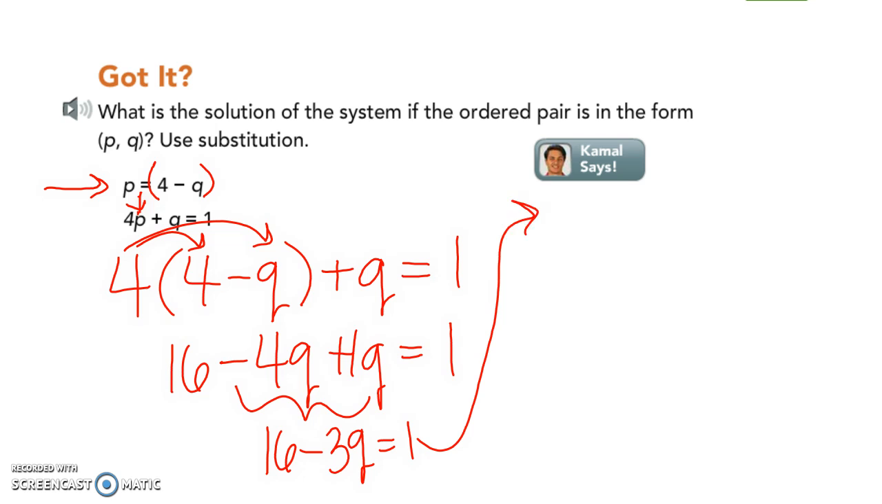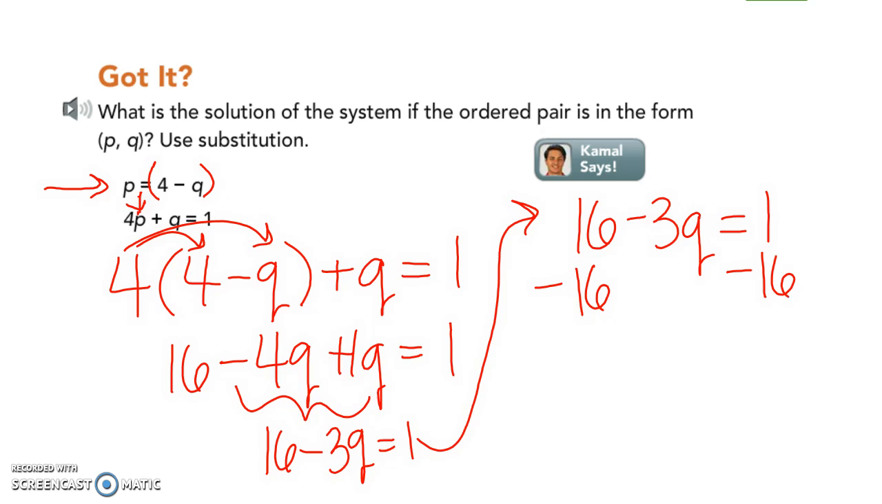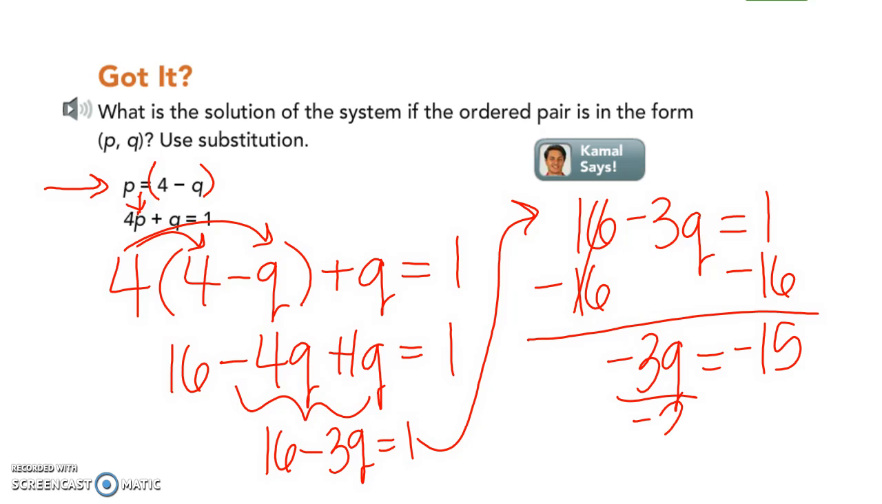I'm going to bring this up here. 16 minus 3q equals 1. All right, from here, I'm solving for q, so next thing I need to do is get rid of the 16. Okay, I have negative 3q left over and negative 15. Last thing to do is divide by negative 3. This is a little blast from the past from when we solved equations earlier in the year. And a negative divided by a negative is a positive, and then 15 divided by 3 would be 5. Q equals 5.